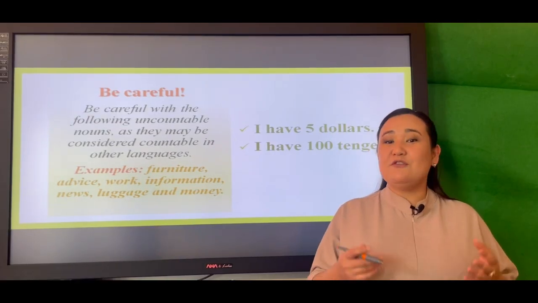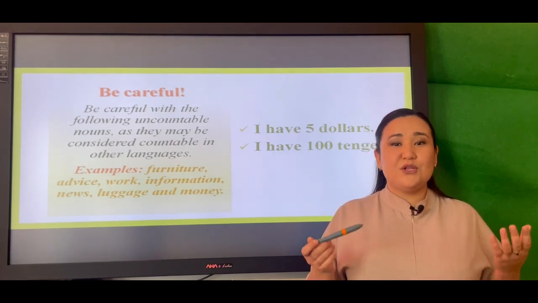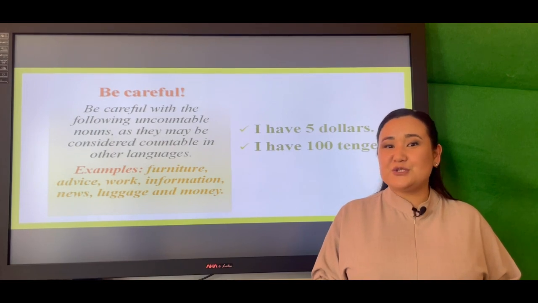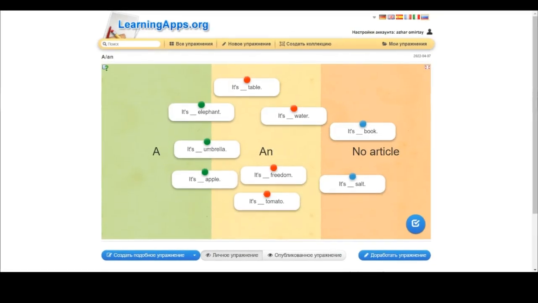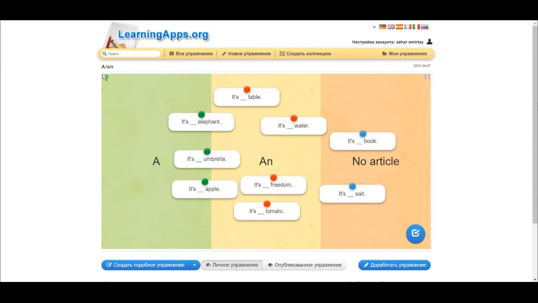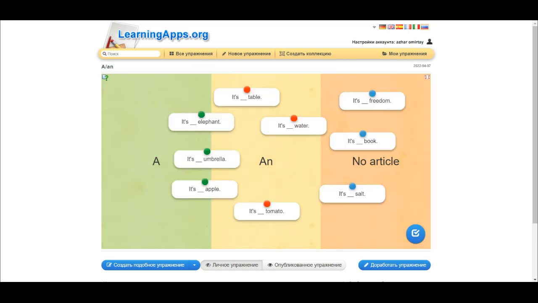So guys, we have learned countable and uncountable nouns. Let's check what we learned today. I have prepared 2 exercises for you. Are you ready? Let's go. Okay guys, are you ready? Let's check. It's freedom. Freedom is countable or uncountable? Of course, freedom is uncountable. So here we don't need article. We choose third column.